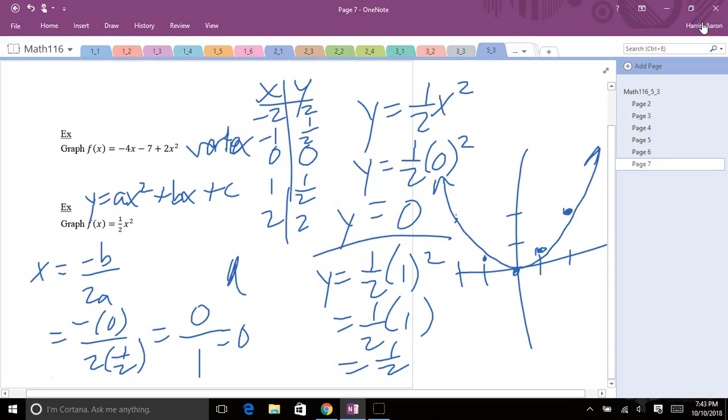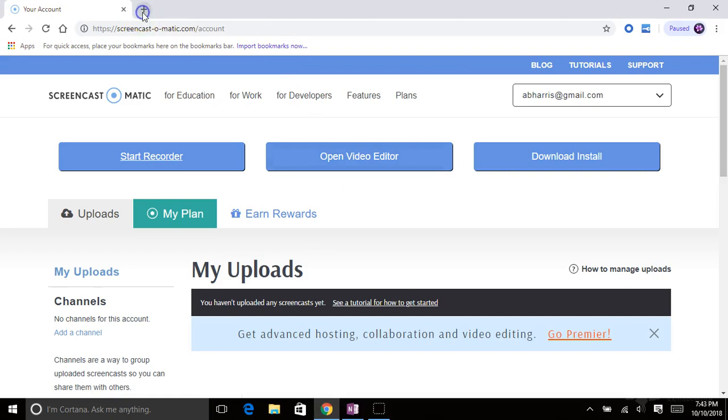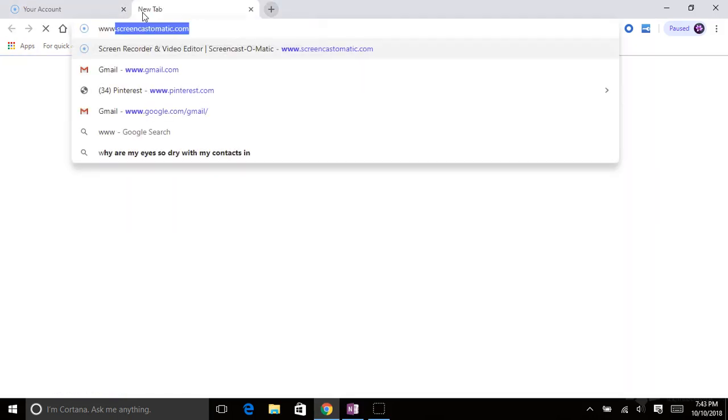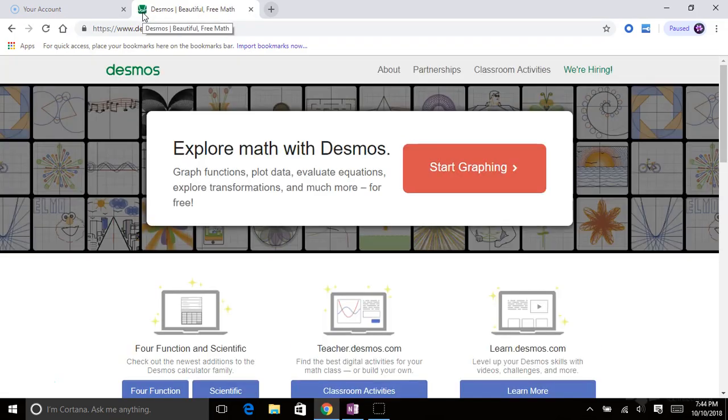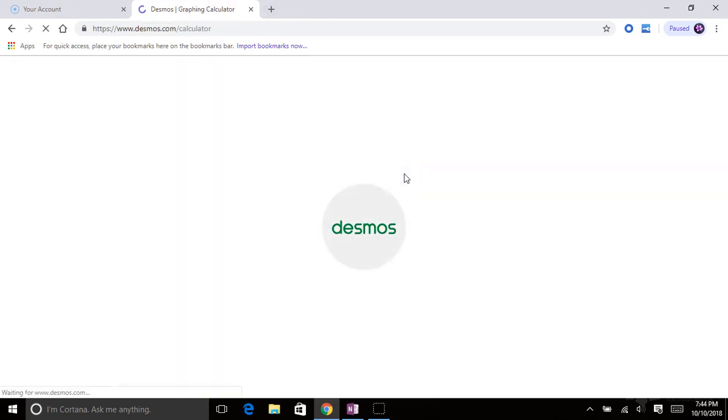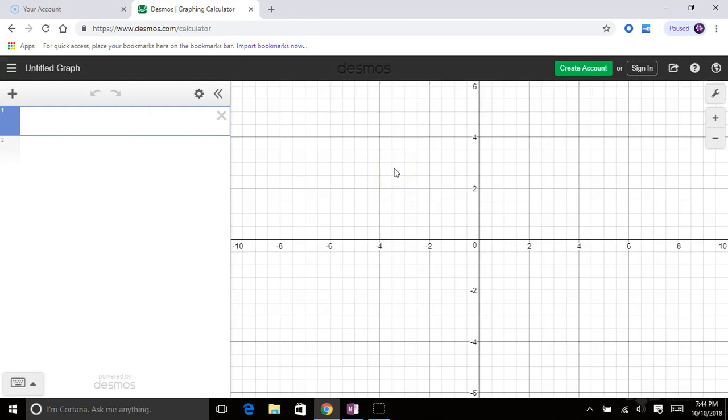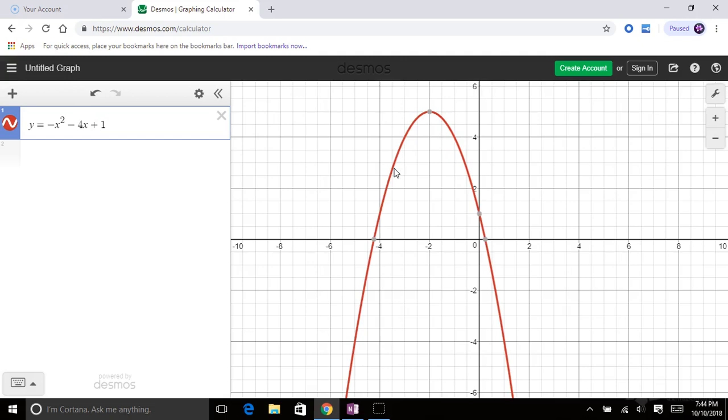Okay. Well, let me show you another way you can check your parabolas after you've point plotted. And that's to go to desmos.com. And let's say you're graphing, hit the start graphing. And let's graph that first one we had. f of x or y equals negative x squared minus 4x plus 1. And you see it'll even give you the vertex here, so you can check that. So negative 2, 5 is your vertex there.